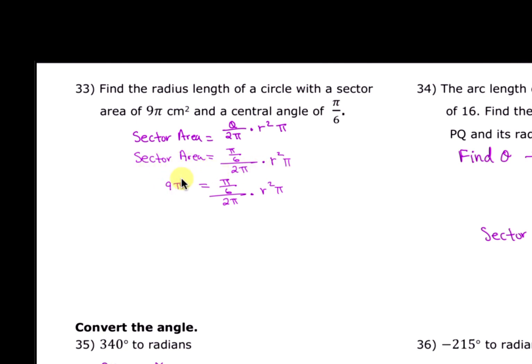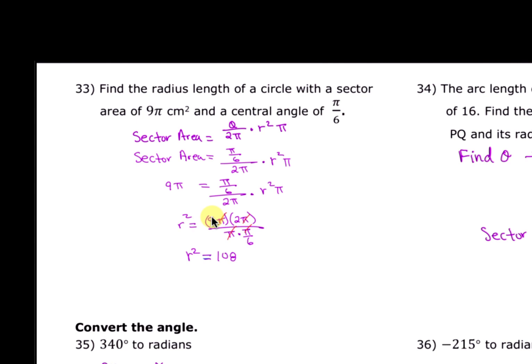Replace the sector area with 9 pi because that was given. And then we just rearrange the equation to isolate the r squared. So r squared would be 9 pi times 2 pi divided by pi times pi over 6. Now these two pi's cancel out, and these 2 pi's cancel out.